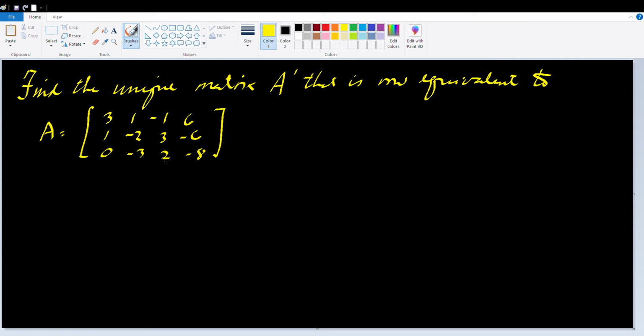Let us find the unique matrix A prime that is row equivalent to matrix A: 3, 1, negative 1, 6; 1, negative 2, 3, negative 6; 0, negative 3, 2, negative 8. So let us rewrite A: 3, 1, negative 1, 6, 1, negative 2, 3, negative 6, 0, negative 3, 2, negative 8.